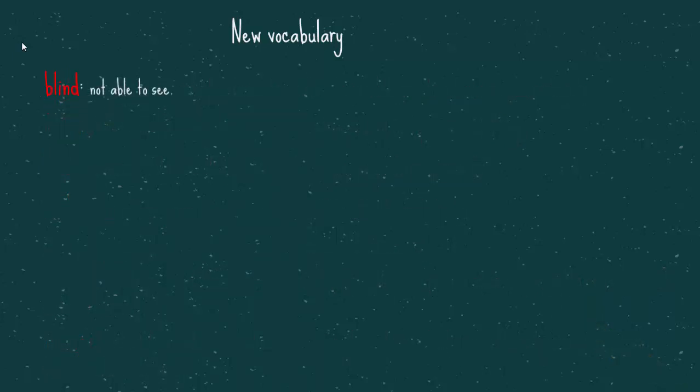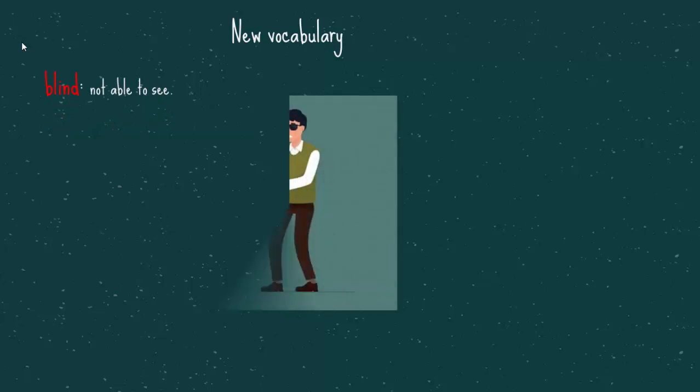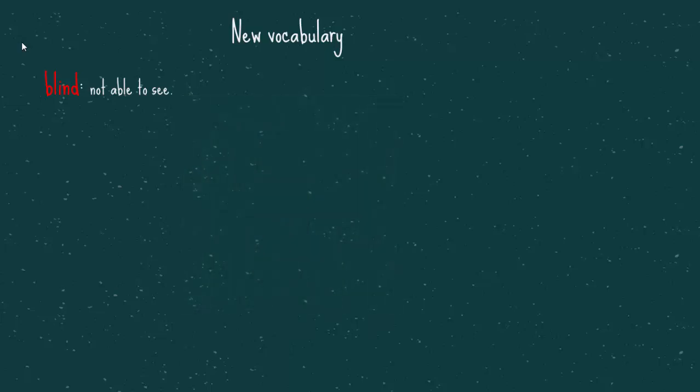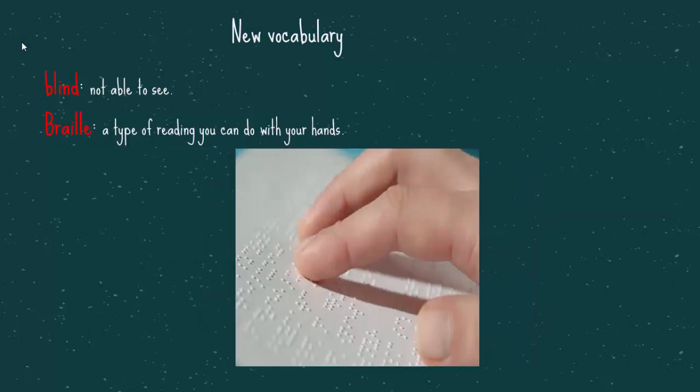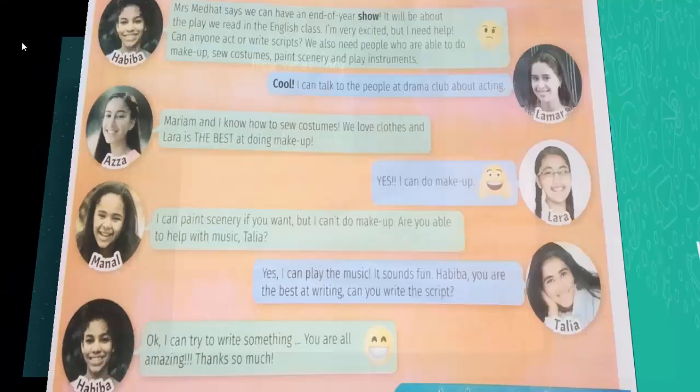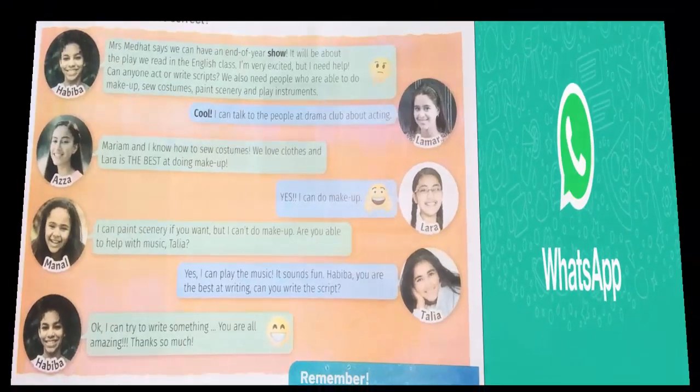Blind. It's not able to see. And here is a picture of someone who is not able to see. Braille. It's a type of reading you can do with your hands, like this picture here. So, Braille. Now let's read this text.